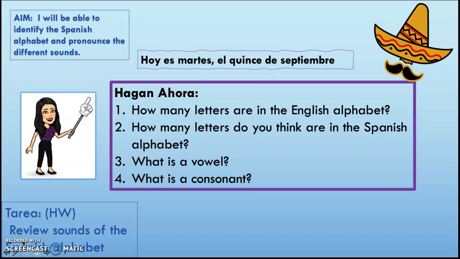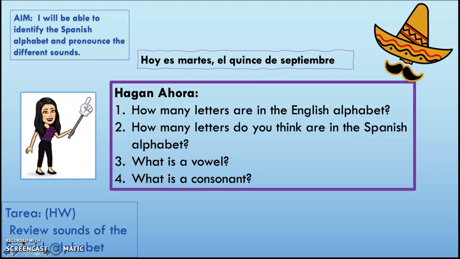For today's lesson, you will be able to identify the Spanish alphabet and pronounce the different sounds. For your haga ahora, which is your do now, I want you guys to answer the following 4 questions. You can pause the video and write down the answers in your cuadernos, which is your notebook. Número uno, how many letters are in the English alphabet?